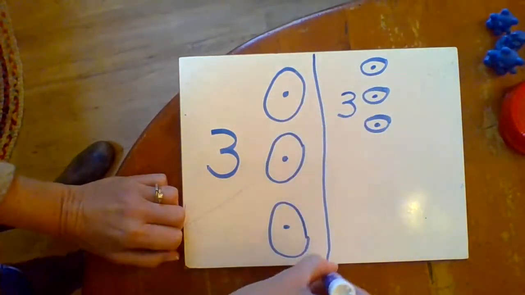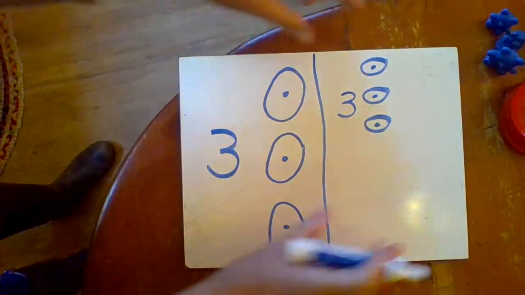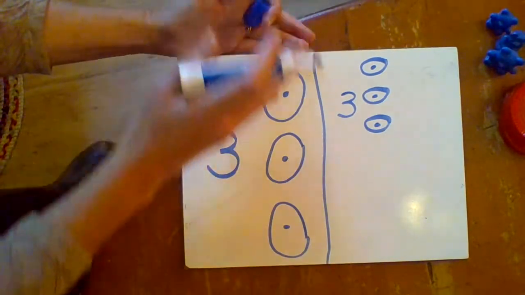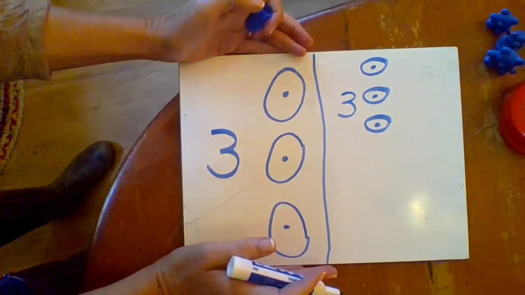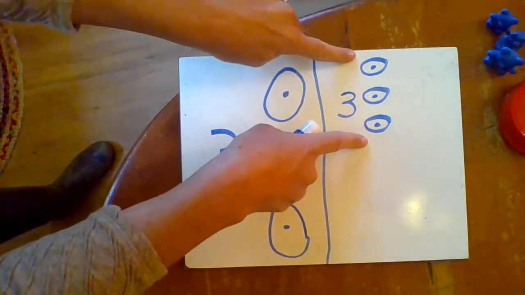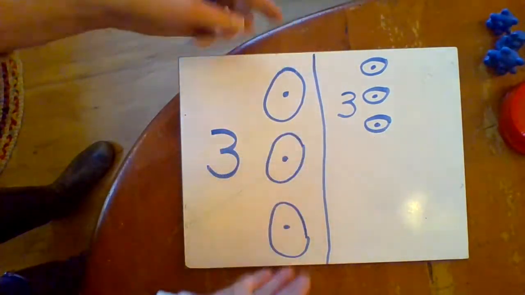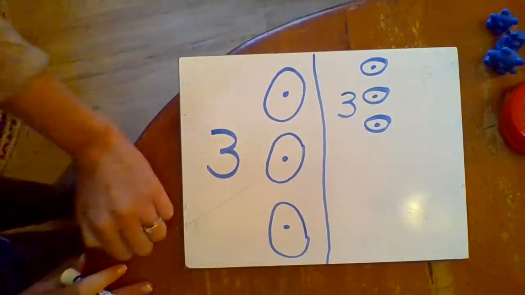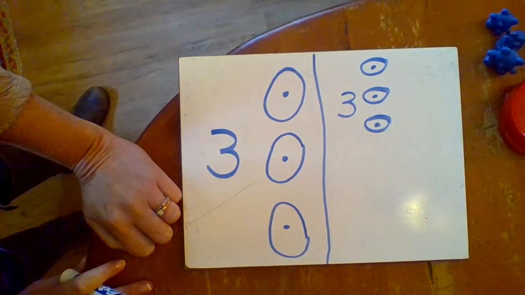Remember, when I look at this group and I look at this group, this one looks like it's more, doesn't it? Because the line goes so far across my wipe-off board. And this one looks like it's less when I look with my eye. But they're actually the same because they both had 3. So this is something interesting in math I want you to think about.